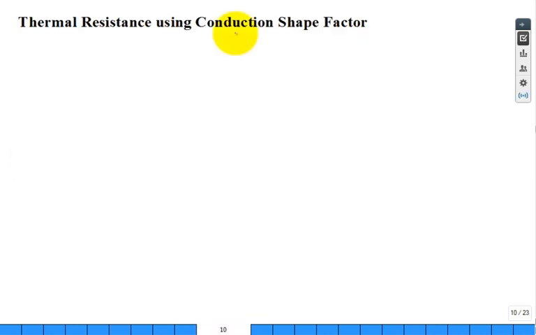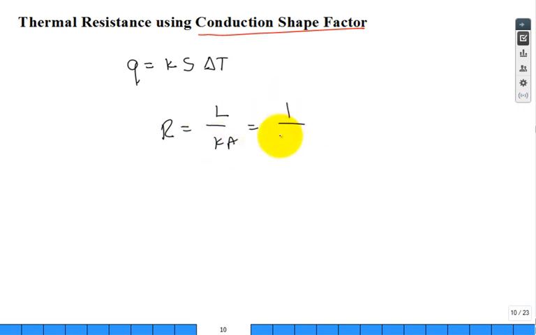Okay, you can also use it in the resistance concept. So we have Q equal to k, shape factor, delta T. Well, then the resistance would be, instead of L divided by kA, 1 over kS. It's just the resistance using a shape factor. All right, let's solve another problem where we'll use that.